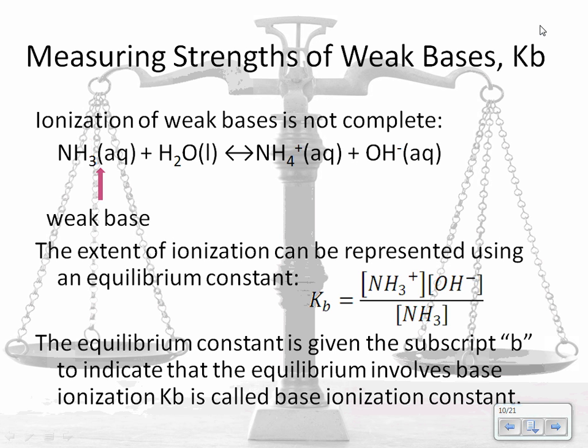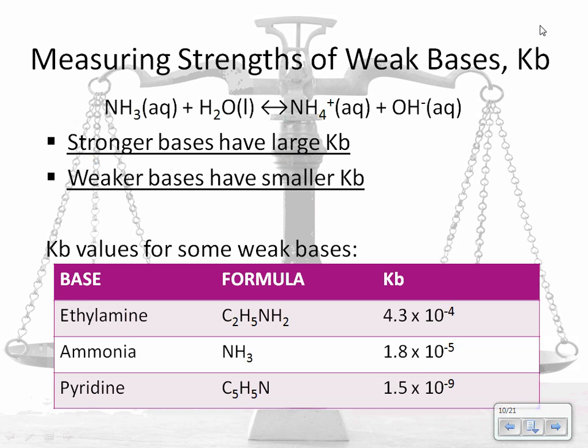Ammonia, when it reacts with water, makes the ammonium ion and hydroxide ion. So the extent of the ionization, again, you represent it the exact same way. And again, we use the subscript B to indicate that it's a weak base. So nothing's really changed here except we're dealing with bases instead of acids. And again, same rules apply. So when we actually look at weak bases, the larger your number for Kb, the stronger the base it is.